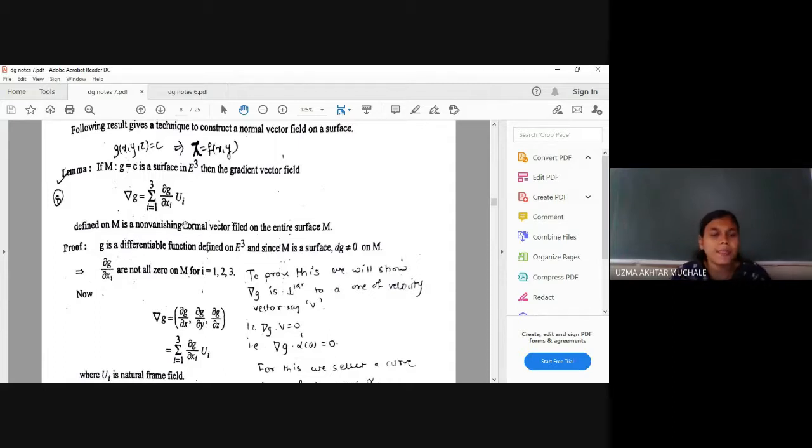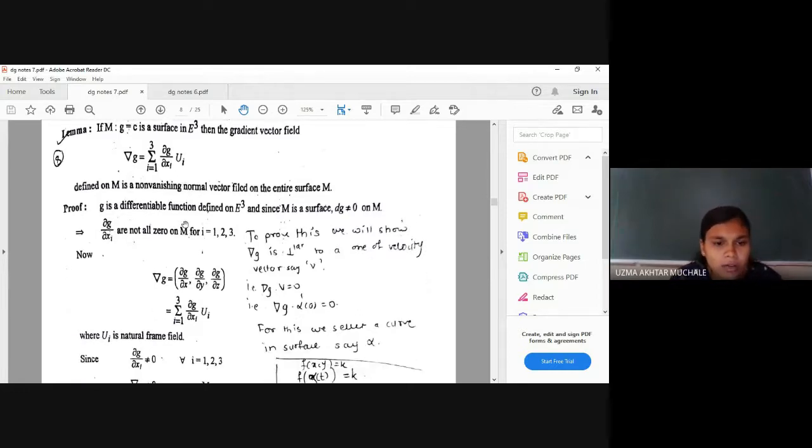What is given to us? g equal to c is a surface given to us. Okay. So dg is not equal to 0, that is by the definition of a surface. We have proved one theorem that if you want to prove any geometric object to be a surface, you can directly prove that dg is not equal to 0. dg is not equal to 0 means what? All those partial derivatives, that is ∂g/∂x, ∂g/∂y, ∂g/∂z, are not all zero simultaneously. So we can say that ∂g/∂xi are not all zero simultaneously on the surface M.